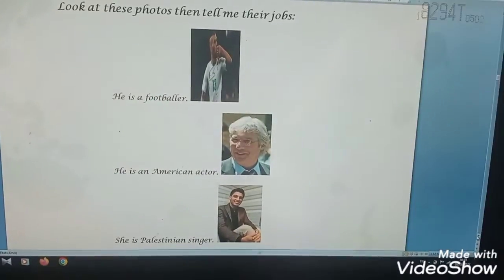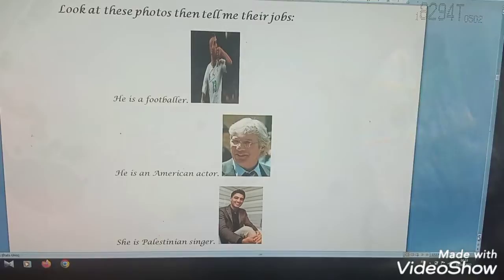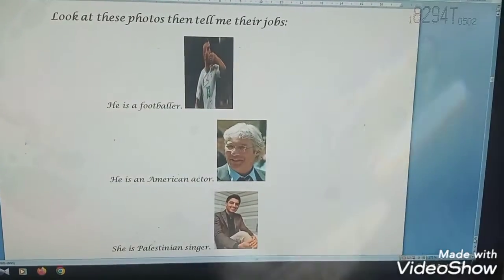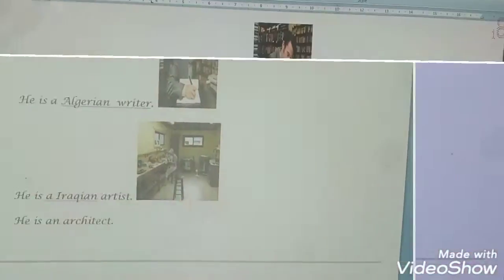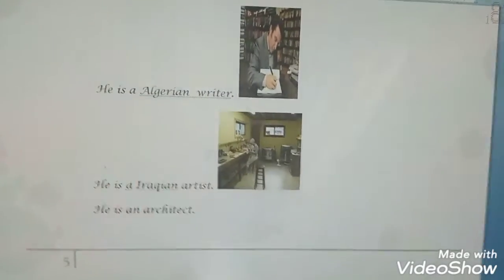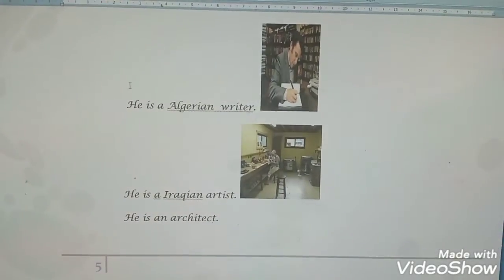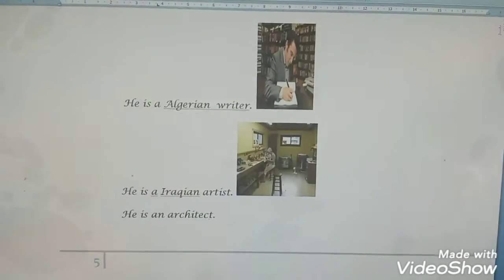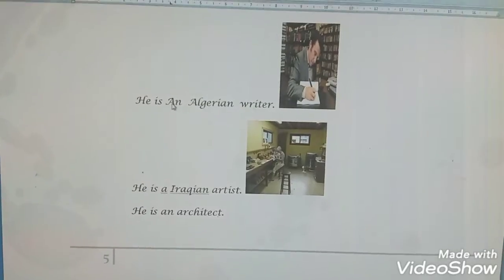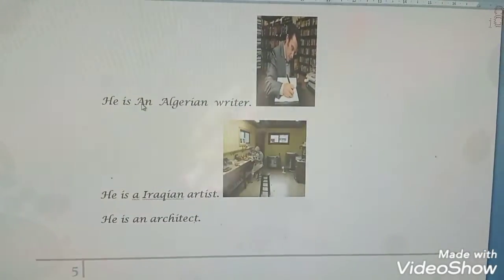Three, she is a Palestinian singer, Mohammed Assaf. He is, not she is. He is a Palestinian singer. He is an Algerian writer. I'm sorry, it's not a but it is an because it is a vowel. It is an Algerian writer.